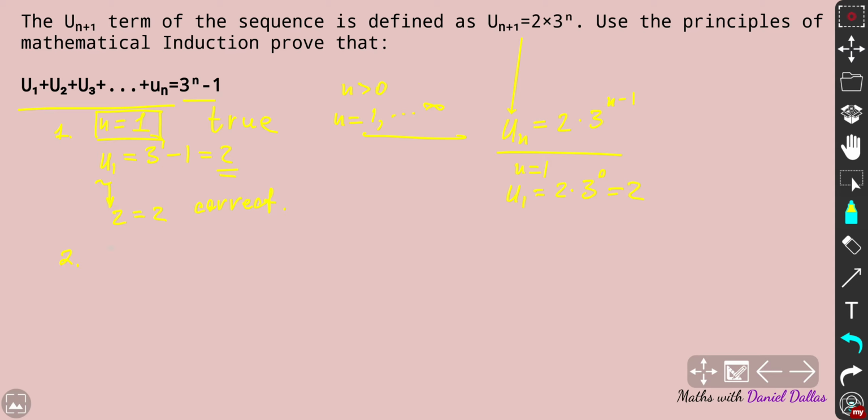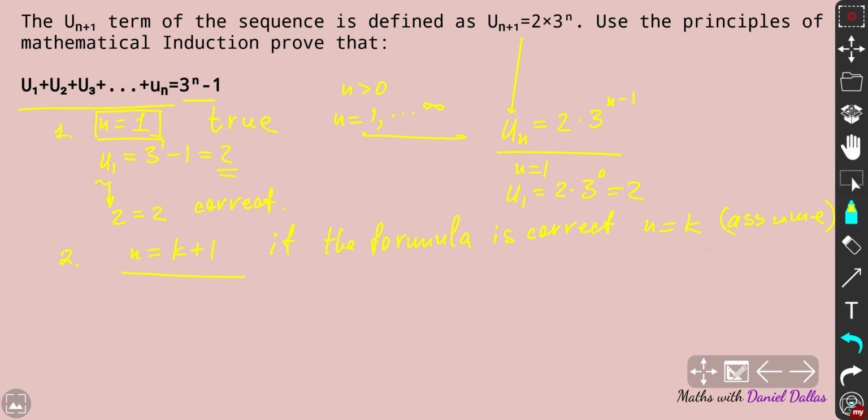Now let's prove that this formula also works for n equals k plus 1. So we need to prove that the formula works for n equals k plus 1 if the formula is correct for n equals k. So that's our assumption. So we assume that, and we say that the formula works for n equals k. So we need to prove that it also works for k plus 1.